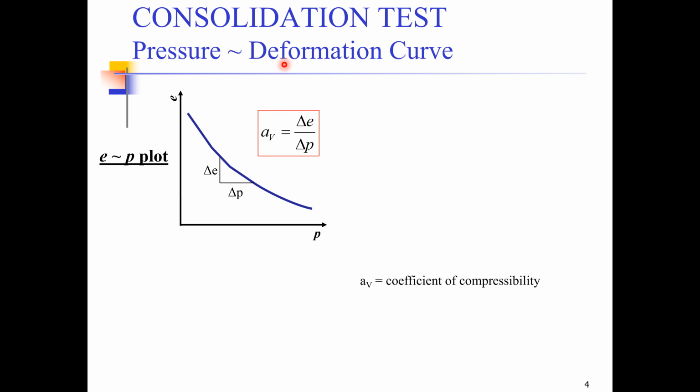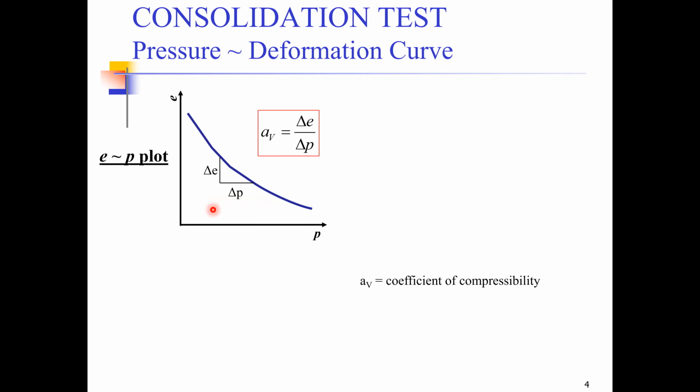So this is the first one. If we want to determine the coefficient of compressibility, we can determine it simply by taking the slope of the E versus P graph. However, if you look closely, there is a little problem with this slope.